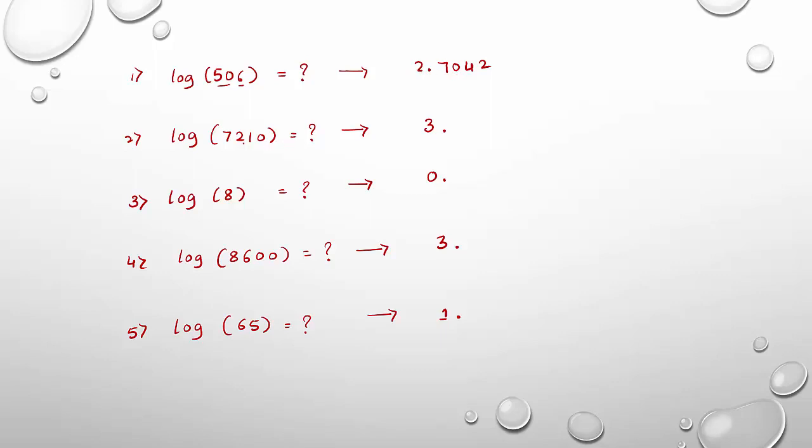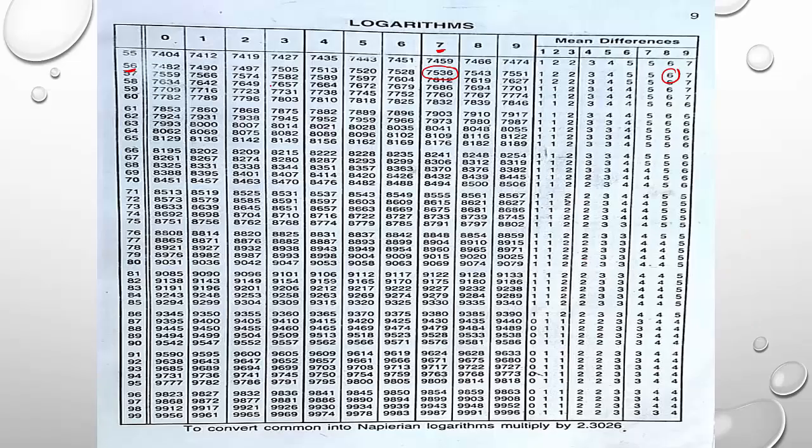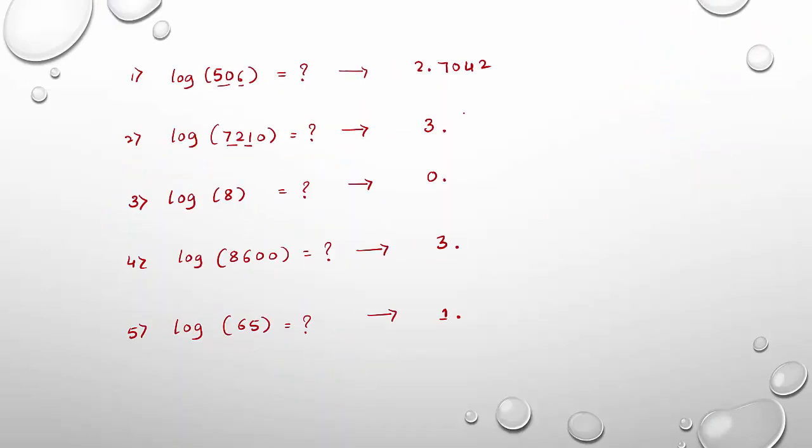Now the second problem. There are 4 digits. 4 minus 1 is 3. 3 is the characteristic. So first we have to observe 72 at 1 using the log table. 72 at 1. 72 is here. 1 in the difference column is here. We take the vertical and here it is horizontal. So we got the number 8579. 72 at 1 is 8579. We can write here 8579.